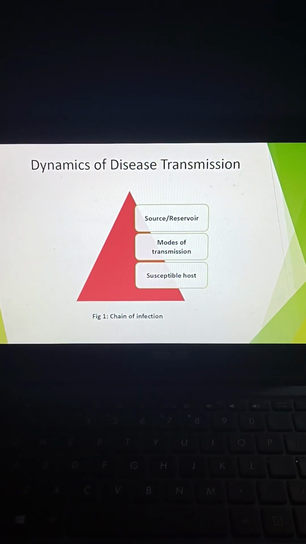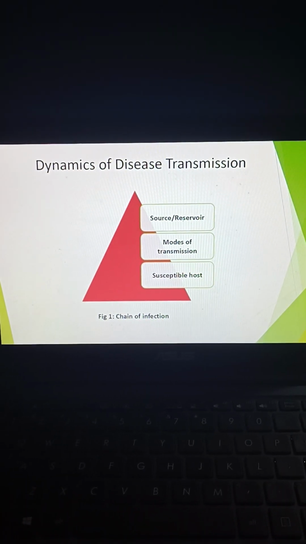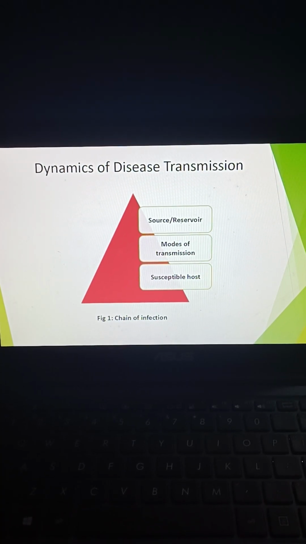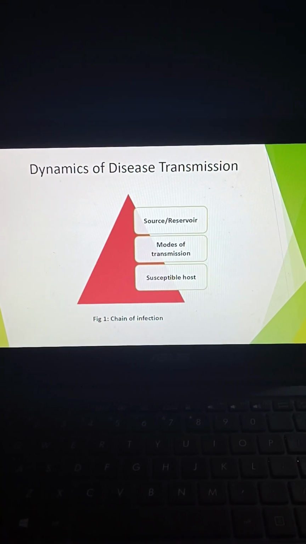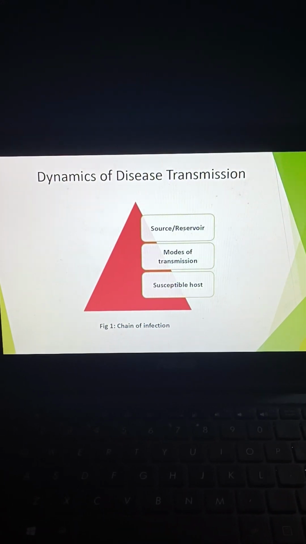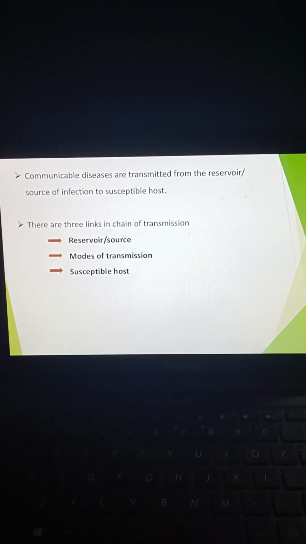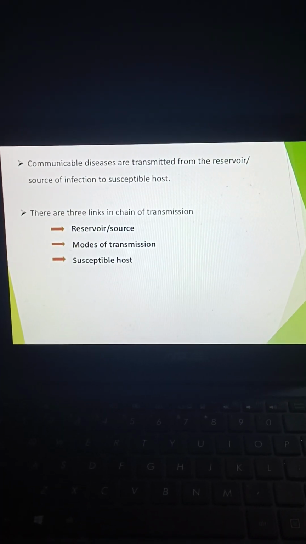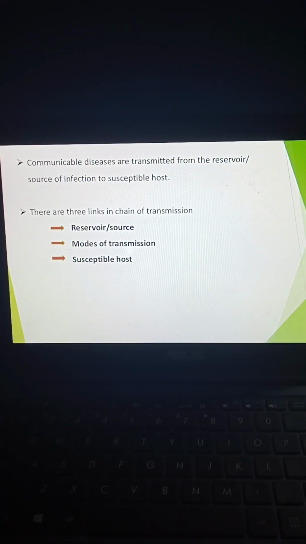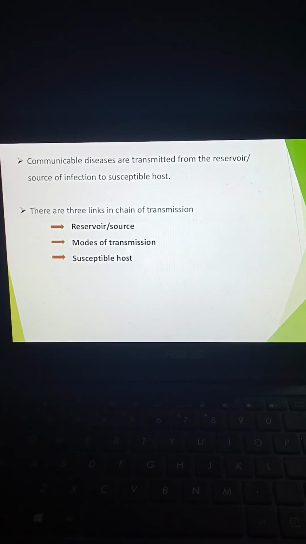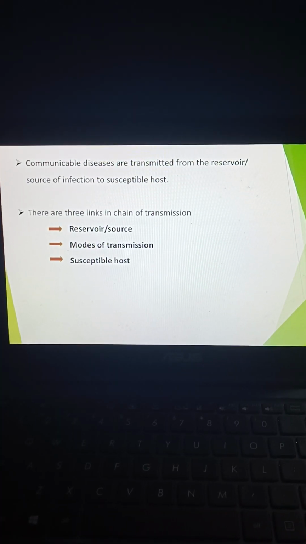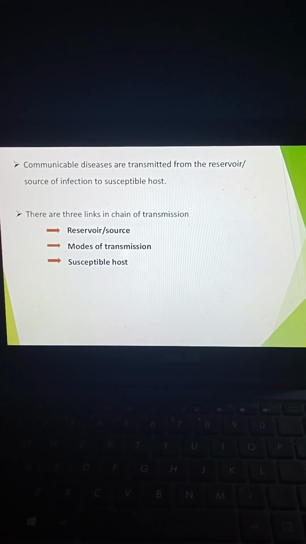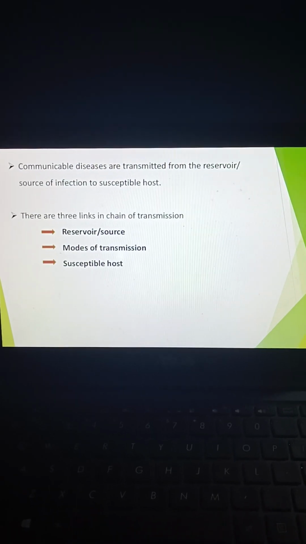So, coming to dynamics of disease transmission, the chain of infection includes susceptible host, modes of transmission, and source, that is reservoir. Communicable diseases are transmitted from the reservoir or source of infection to a susceptible host. And there are three links in the chain of transmission, that is reservoir or source, modes of transmission, and susceptible host.